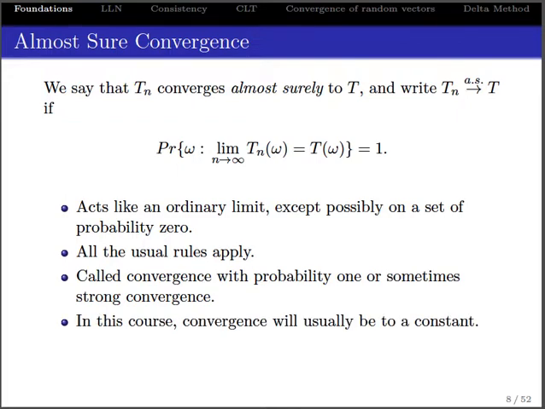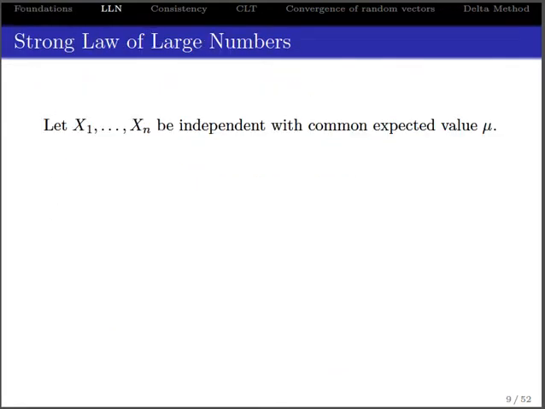In this course, the convergence will usually be to a constant rather than to another random variable. That is, it'll be to a constant random variable, a sort of a target. Tn is often some kind of a statistic, and the value that it's going to converge to is some constant. The strong law of large numbers is: you let X1 through Xn be independent with common expected value mu, and then it just says that the sample mean goes almost surely to that common expected value.